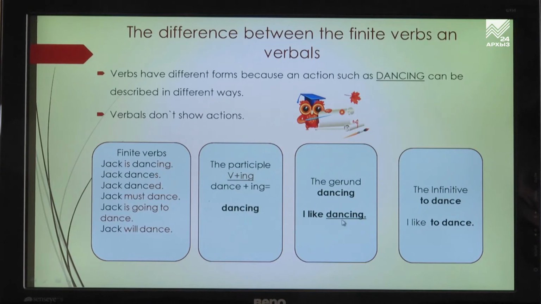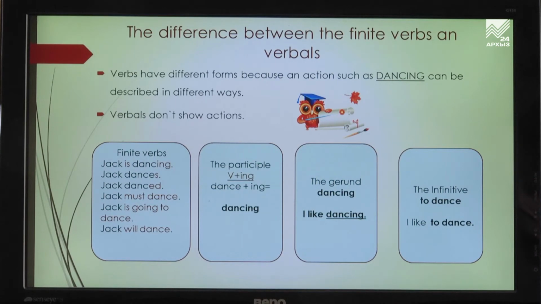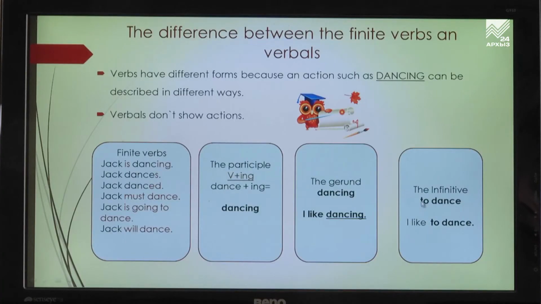The gerund dancing, pay attention, has the same form as the participle, but they are translated differently. I like dancing, for example. Я люблю танцевать. Dancing, it is a gerund. Then the infinitive, to dance. I like to dance. Я люблю танцевать. And the infinitive has only such a form. It can't show an action. Infinitive тоже не показывает действие.